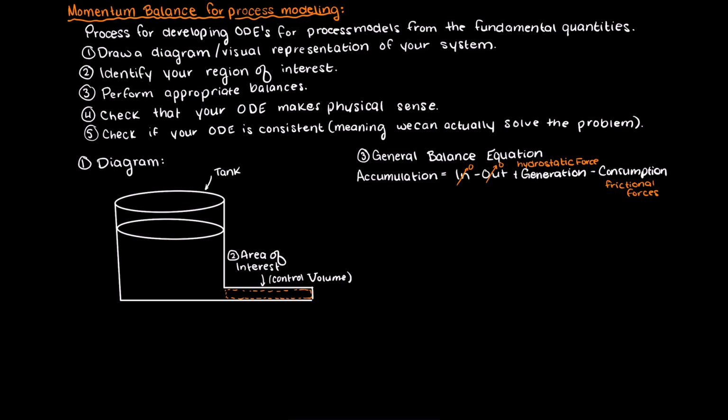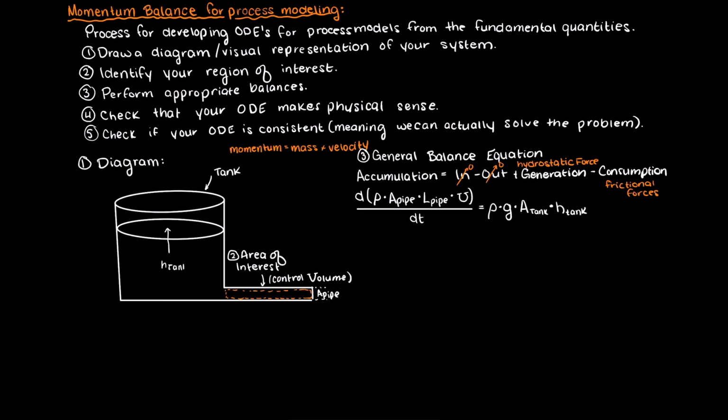Well, the accumulation is just going to be the rate of momentum change over the time change, right? Well, momentum is simply the mass times the velocity. Therefore, we have the velocity times the density times the volume, which is just the area of the pipe times the length of the pipe. This is going to equal the generation term, which is the hydrostatic force, and then minus the consumption force, which is the friction force within the pipe.